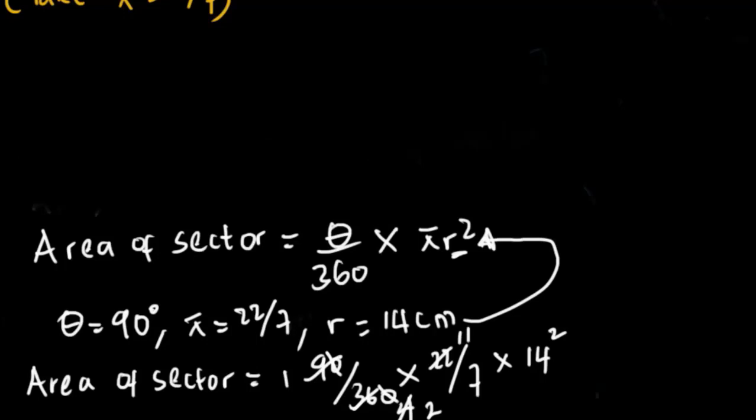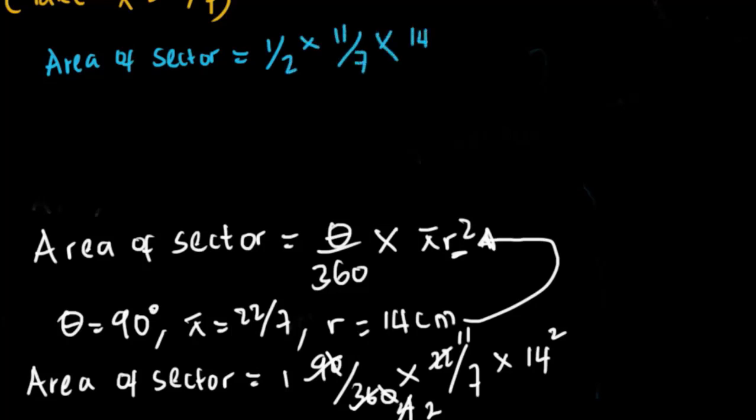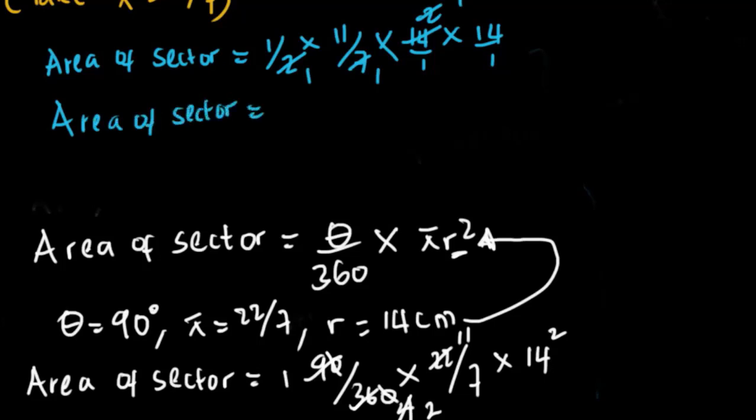So if I solve the remaining over here, I should be having area of sector equals, I'm left with 1/2 times 11/7 times 14 squared, which is 14 times 14. So I have 14/1 times 14/1. 7 here 1. 7 in 14 should give me 2. 2 here 1. 2 here 1. So I'm left with area of sector equals 11 times 14. And 11 times 14 is 154. So I have 154 centimeters squared.